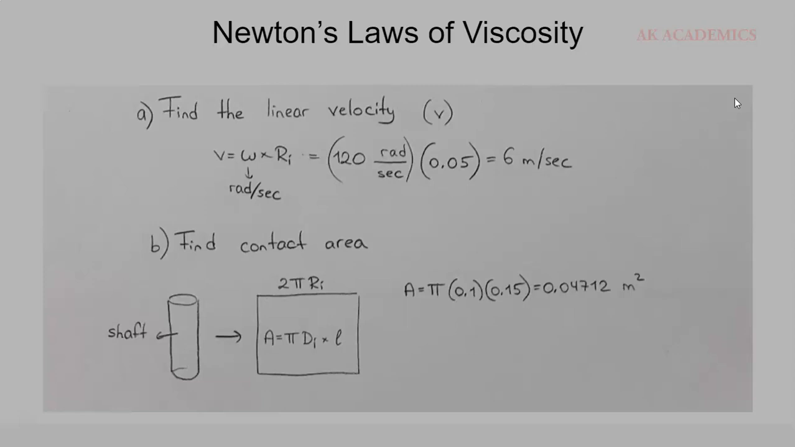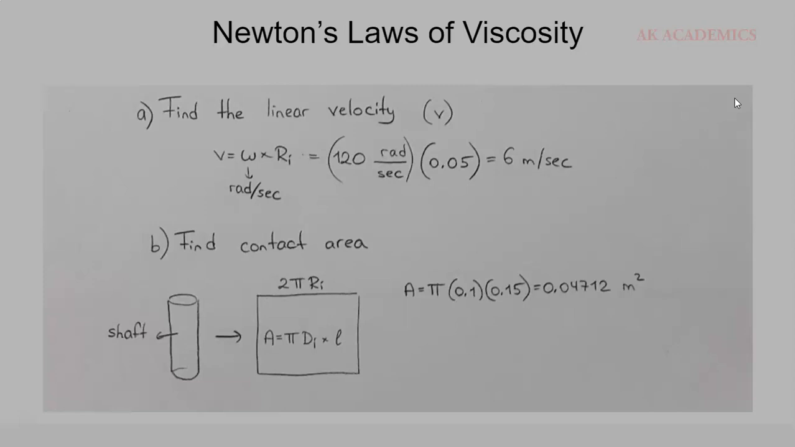Multiplied by 120 radians per second, that would give us 6 meters per second. So this is going to be our linear velocity. All right, you keep that somewhere. Then secondly, you want to find the contact area.